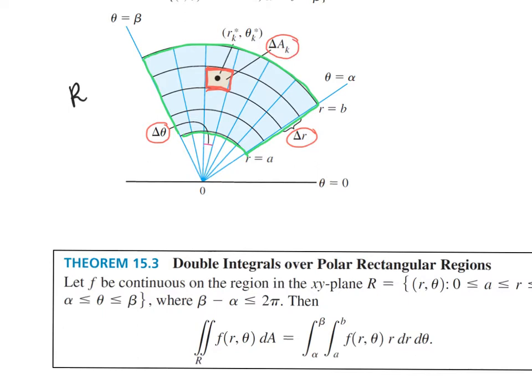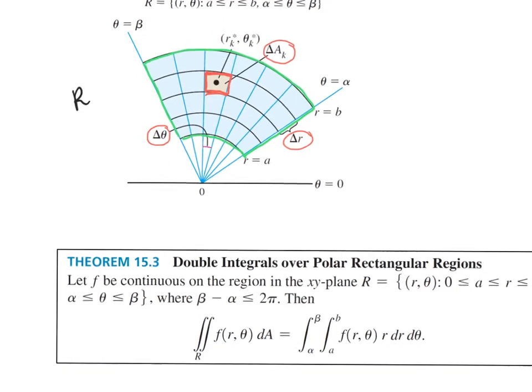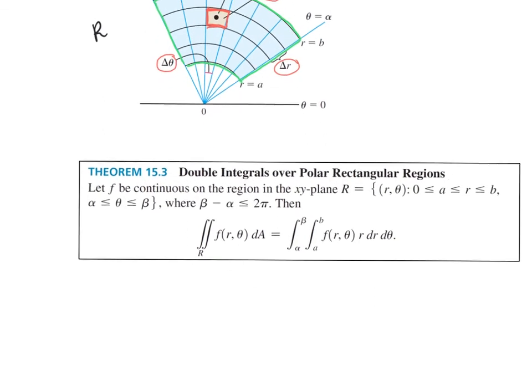So each polar rectangle is going to correspond to some z values, and it'll create a volume. So if we just add up all those volumes, it'll give us the volume for our whole region. Now if we just take the limit as the delta A's get closer and closer to 0, that would give us our integral below.